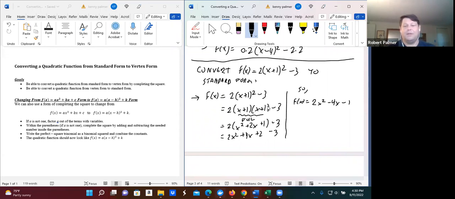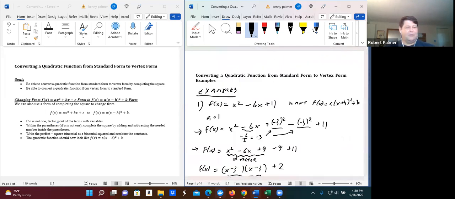So what we've learned today is how to convert, primarily, a quadratic function from standard form to vertex form.